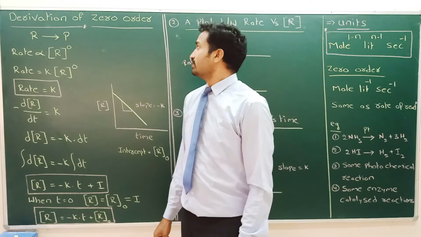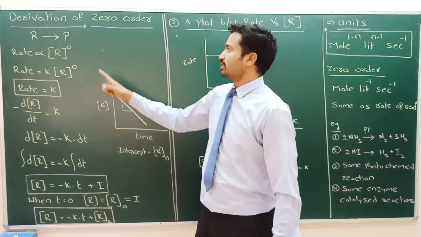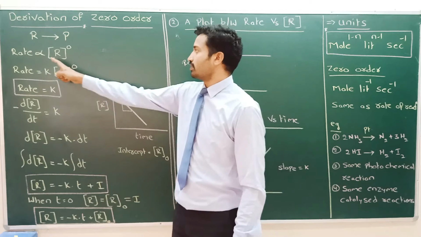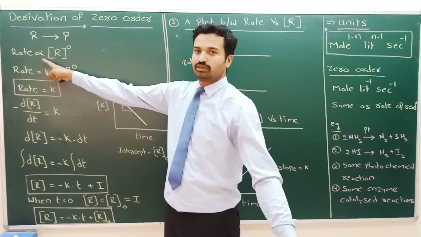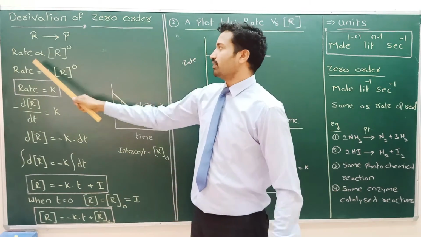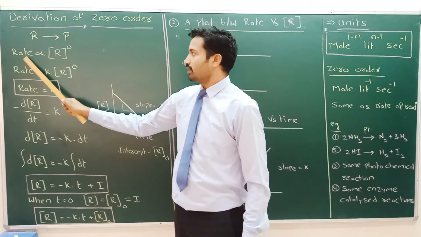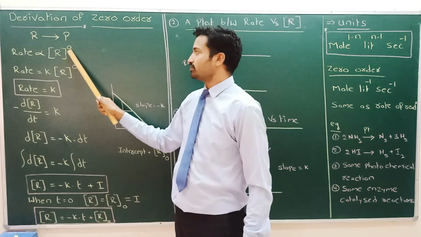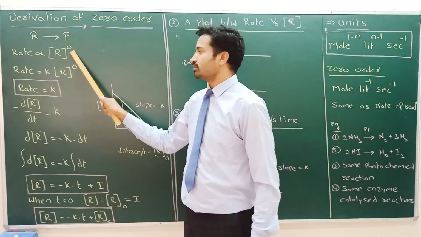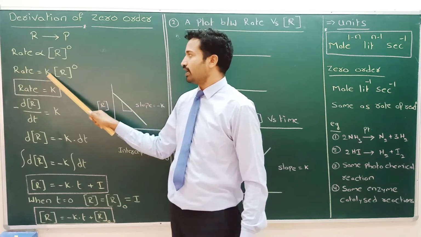Next, zero order reaction. In a zero order reaction, generally reactants go to product. The rate of reaction is proportional to concentration of reactant to the power of 0. So the rate of reaction being proportional to concentration to the power of 0 means the order is 0. The sum of the powers of concentration terms involved in the experimental rate equation is equal to 0. Then rate is equal to K into reactant to the power of 0.